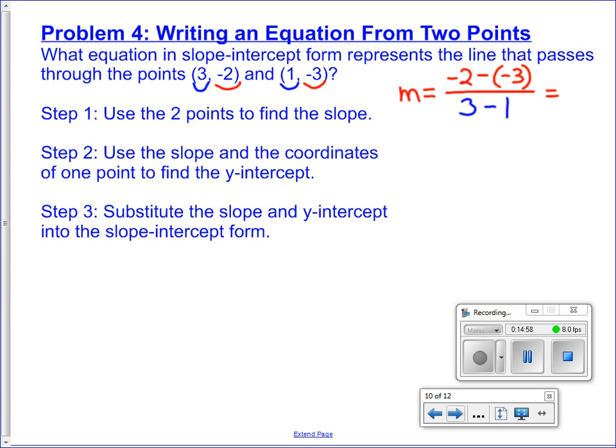negative 2, let's add the opposite. Negative 2 plus 3 would be 1. 3 minus 1 is 2. So my slope is 1/2. All right, that's step 1.